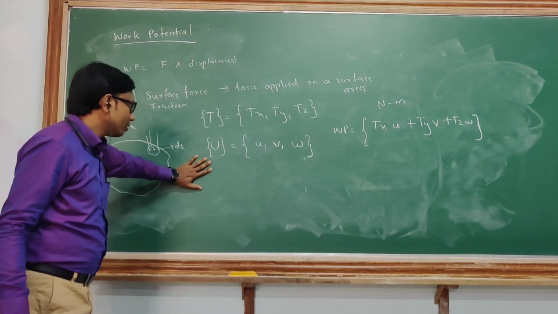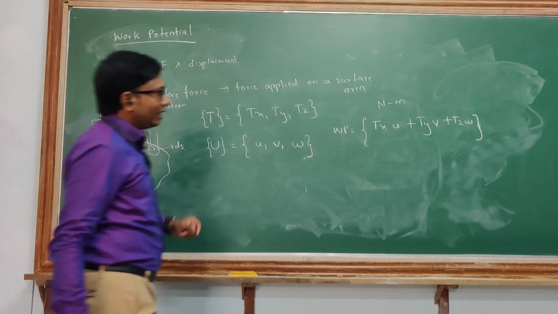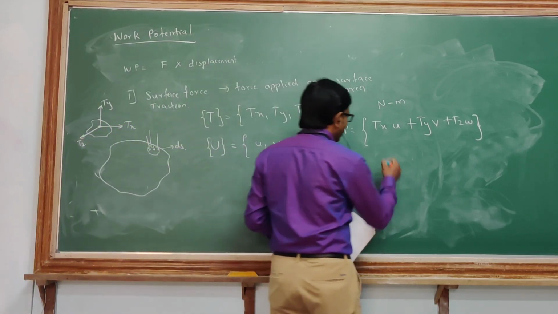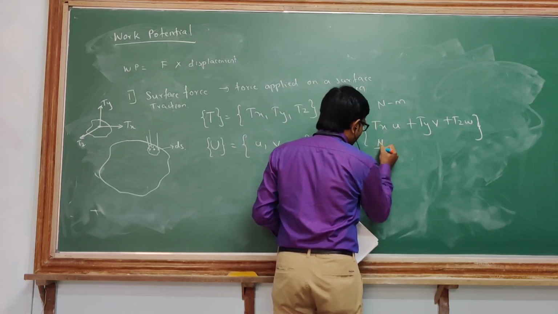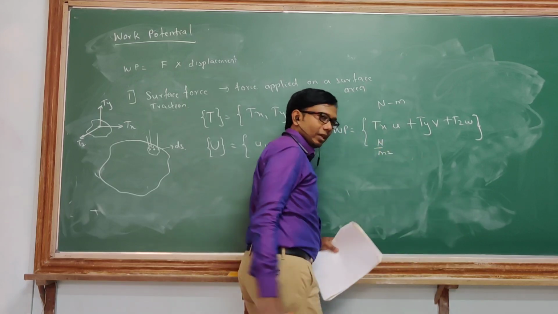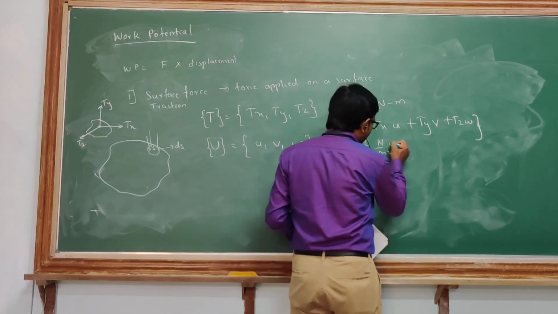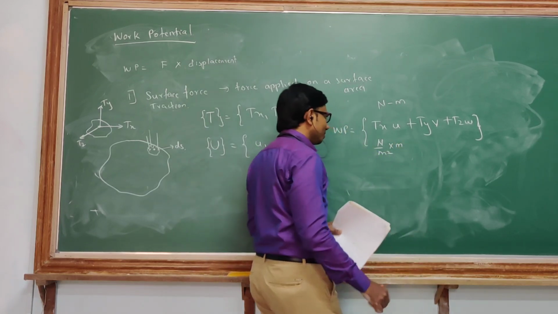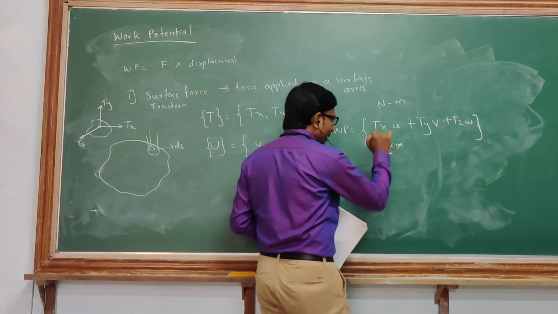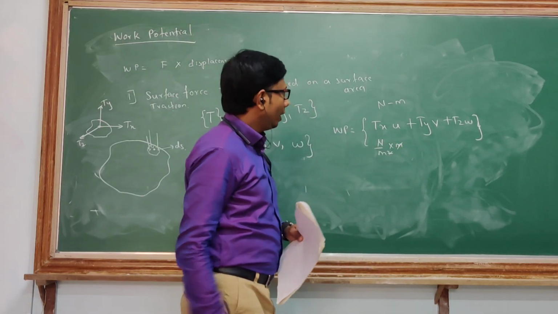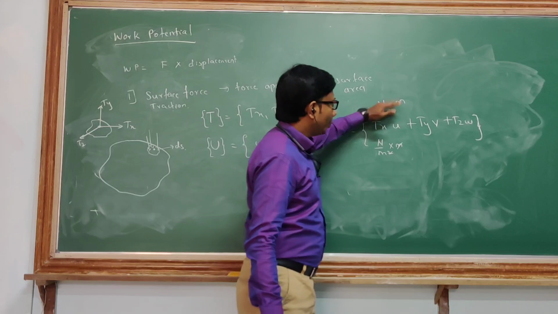So that will be acting on a surface area. Basically any surface force is written as Newton per meter square. Newton per meter square, so into meter, if I do it, what happens? This gets cancelled and you will end up with Newton per meter. But what I require is Newton meter.